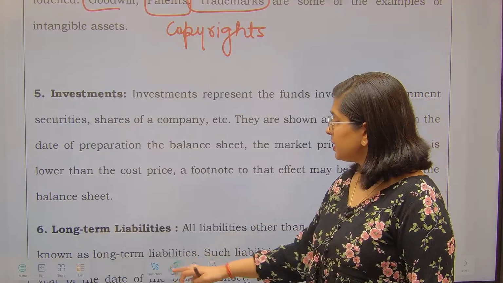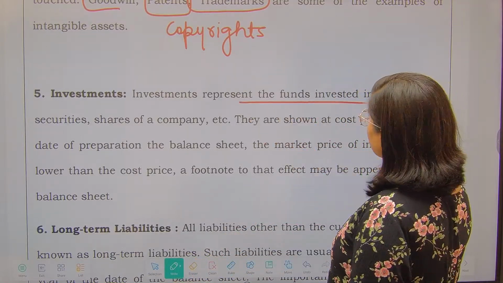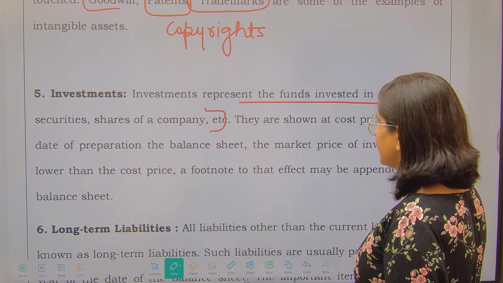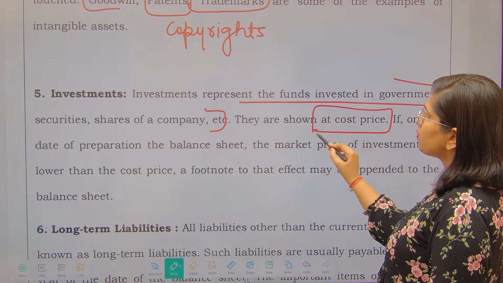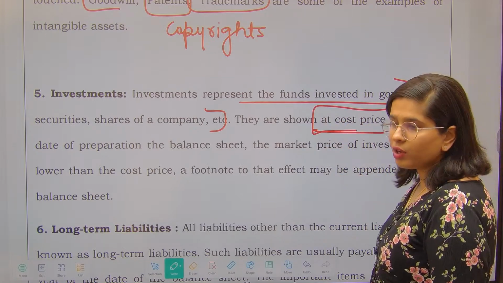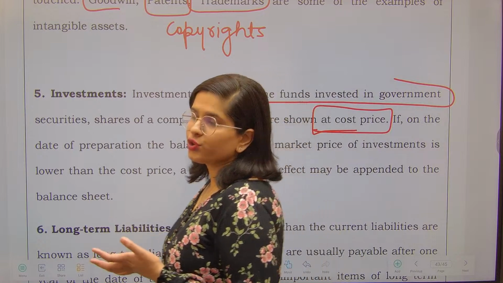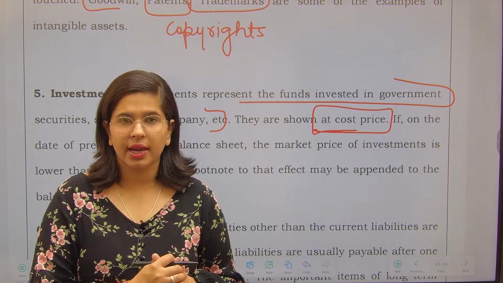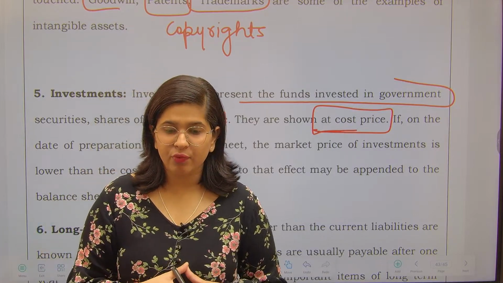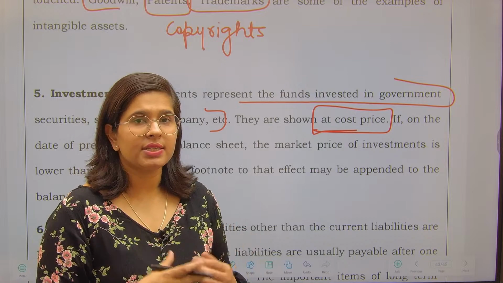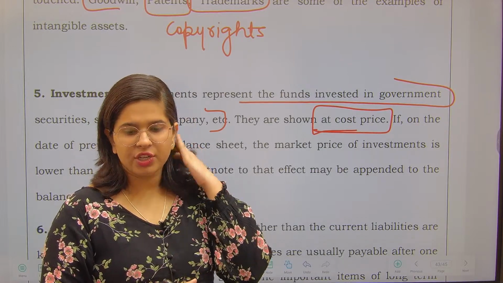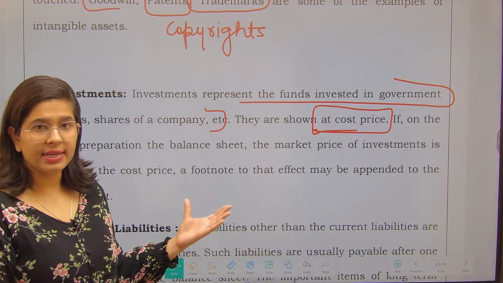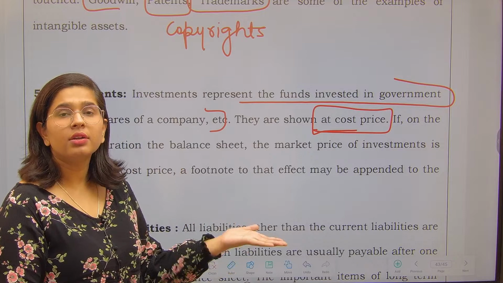Next is investments. So these investments represent the funds which are invested in government securities, shares of companies, etc. They are shown at the cost price in the balance sheet, right? Now obviously you are showing the investments at cost price, but what if the market price falls down, right? For example, like in the Adani case, that's what happened. Suppose I was an investor in Adani and the market price of the Adani shares went down. So I will have to show this particular item in the form of a footnote.